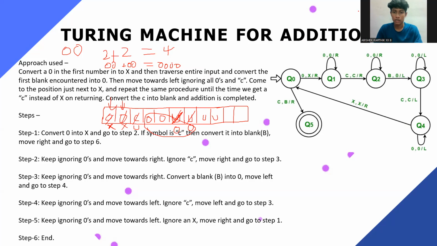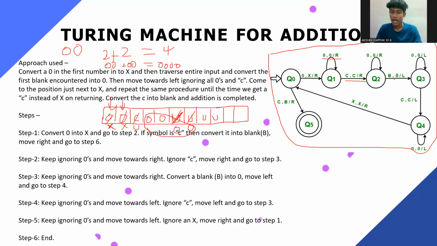And here's the deterministic Turing machine diagram for addition. So basically, when we encounter a 0, we convert it into an x, and we move one step to the right. And then whatever is given, we keep ignoring it, we just keep it as it is, and we keep scanning right. And then we have C. When you encounter C, we just keep it as it is, and we go to the right, and the same process happens.